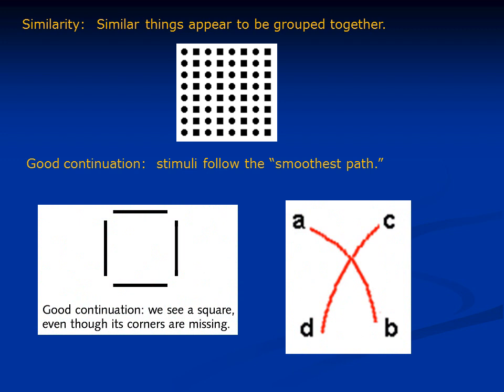Good continuation. Stimuli follow the smoothest path. And we've got a square here on the lower left, even though its corners are missing. Again, that's mere suggestion. We continue the lines to form the corners. Likewise, in the lower right figure here, we've got a line that connects A to B and a line that connects C to D. All right, and we don't, however, see a line connecting C to B or A to D. It doesn't make sense. It's not the smoothest path.